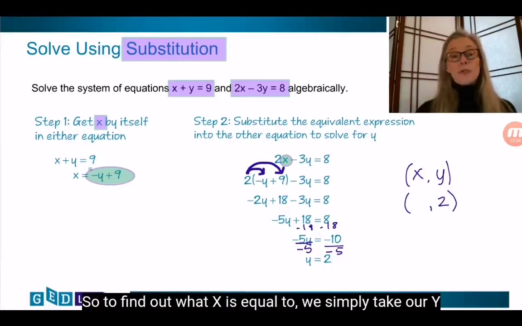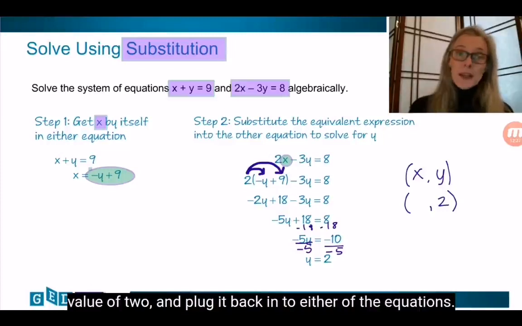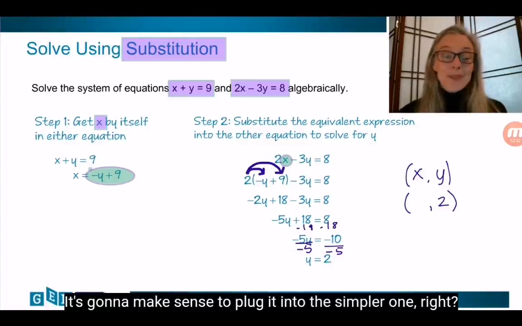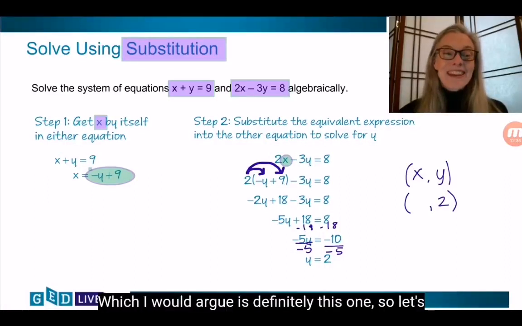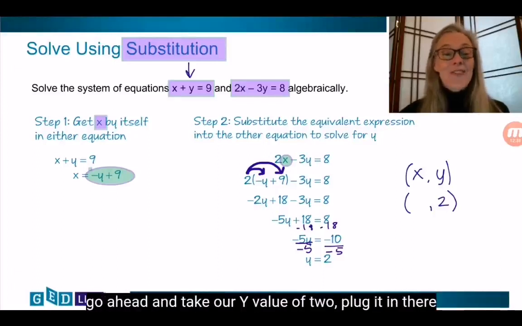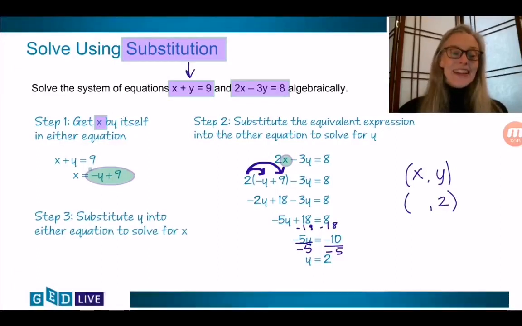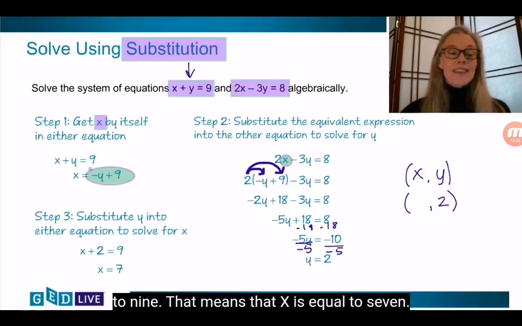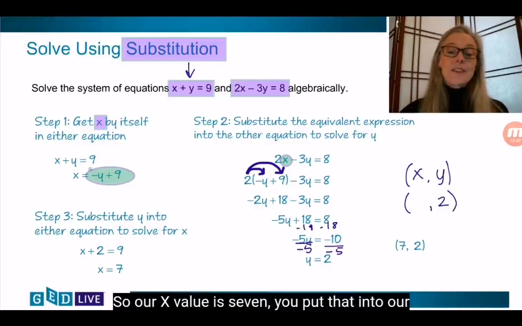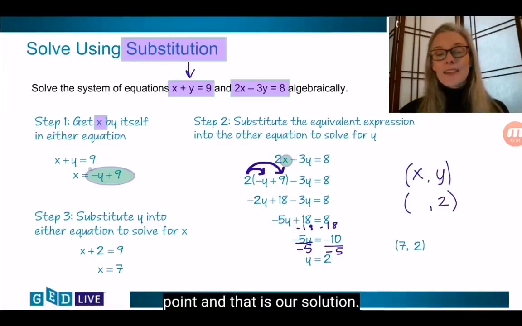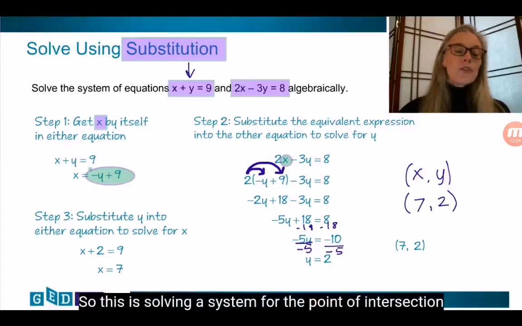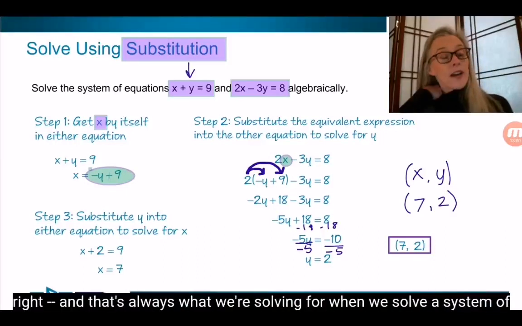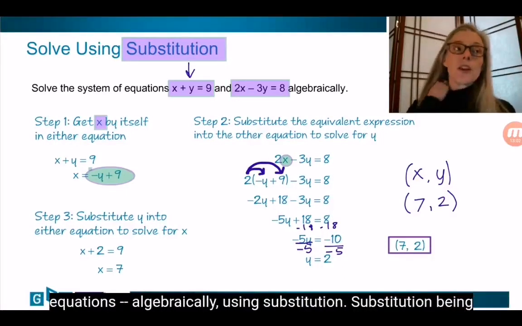So to find out what x is equal to, we simply take our y value of 2 and plug it back in to either of the equations. It's going to make sense to plug it into the simpler one, which I would argue is definitely this one. So let's go ahead and take our y value of 2, plug it in there, and see what our x is equal to. Well, if x plus 2 is equal to 9, that means that x is equal to 7. So our x value is 7. We put that into our point, and that is our solution. So this is solving a system for the point of intersection, and that's always what we're solving for when we solve a system of equations.